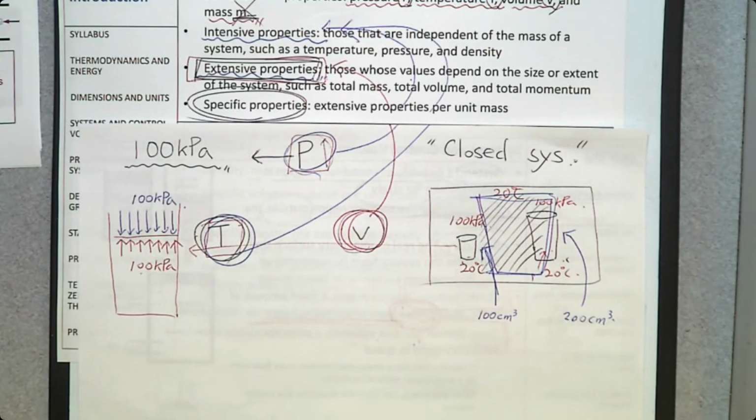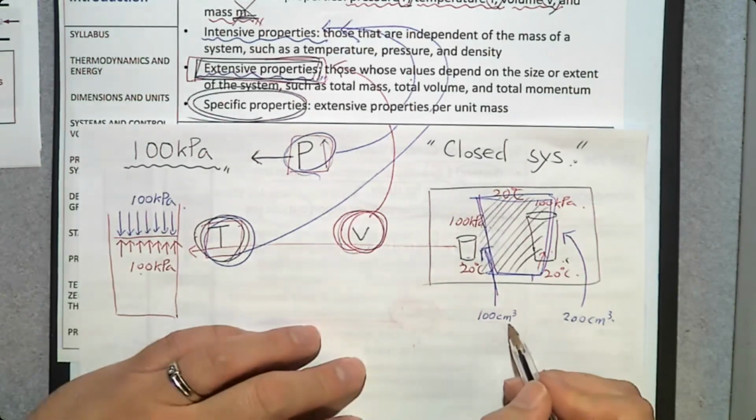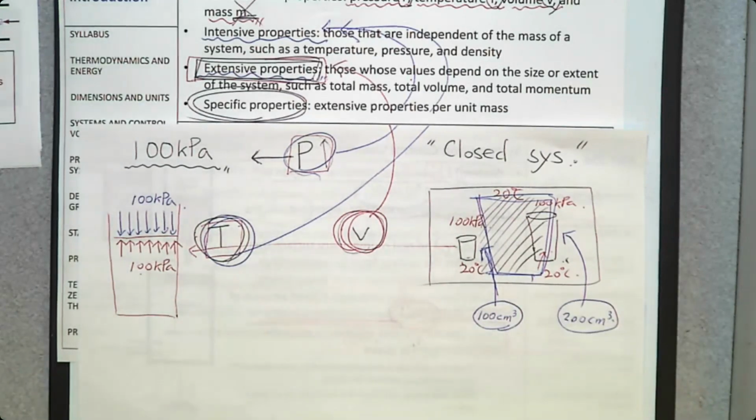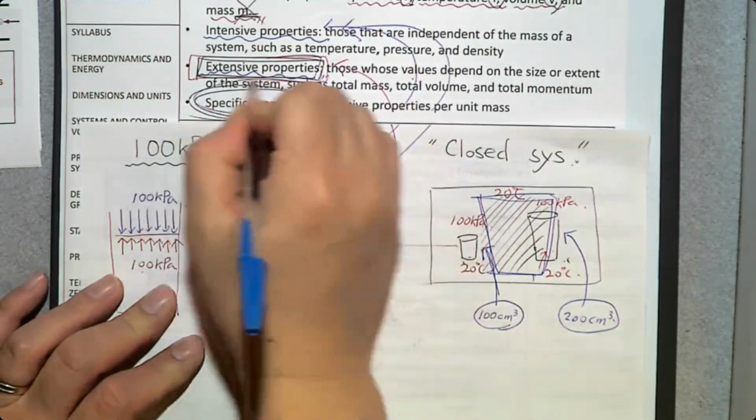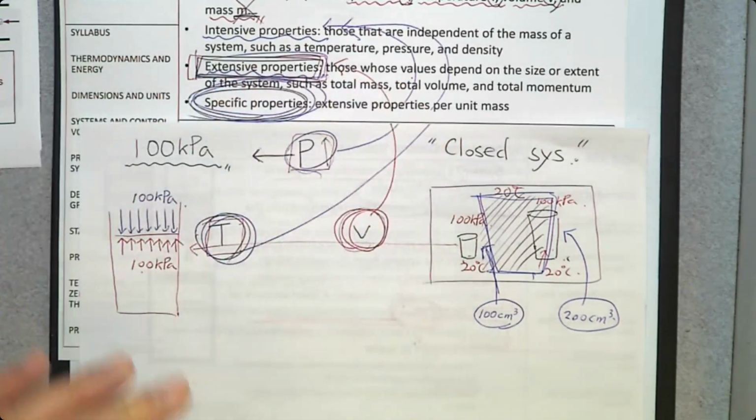So what do we do? We introduce a new property which is called a specific property. It's an extensive property per unit volume. I'm sorry, per unit mass. So instead of these two volumes, what if I use specific volume? What is the volume per mass? The volume per mass of this coffee in this small cup may be the same as the volume per unit mass of this big one, right?